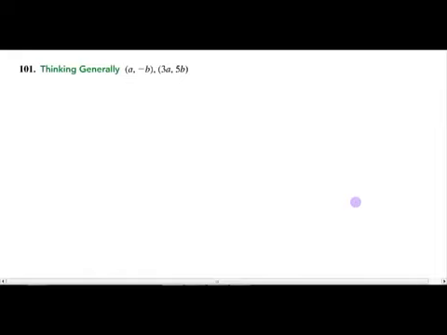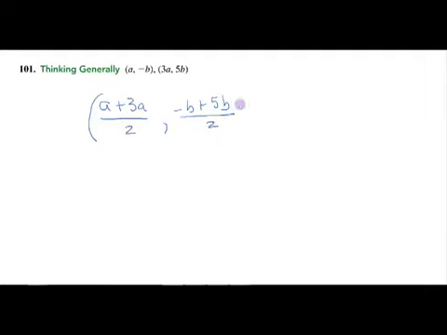Now let's use the midpoint, thinking generally with these ambiguous points that have these variable values. We still add the x's and divide by 2. We add the y's and divide by 2. So here I have 4a divided by 2 is 2a, and 4b divided by 2 is 2b.